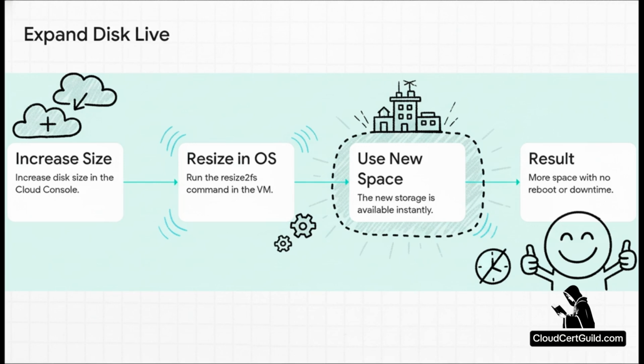You can actually resize that plot of land, the persistent disk, while the building is still running. You literally just go into the Google Cloud Console, drag a slider to increase the disk size, then you pop into the machine and run a quick command to let the operating system know, hey, you've got more space. And that's it. More storage, instantly. No reboot, no downtime. This is an absolute game changer.